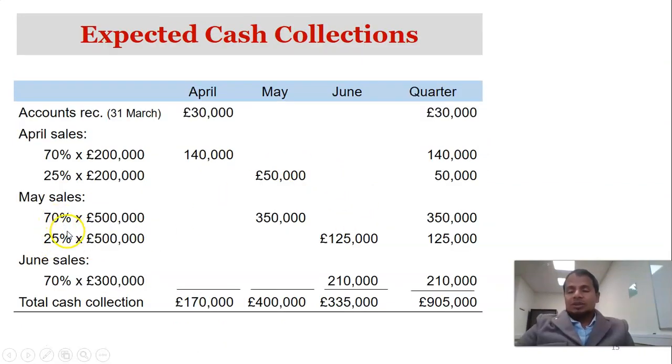similarly, we can record here that 70% of May sales would be collected in May, and 25% of May sales would be collected in June. And from June's sales, 70% would be collected in June, the respective month, and the remaining 25% would be collected in July. So we are not considering the collection of July in this schedule. We are considering only what would be collected in April, May, and June, and the total of the quarter. The remaining part will be considered for the month of July.